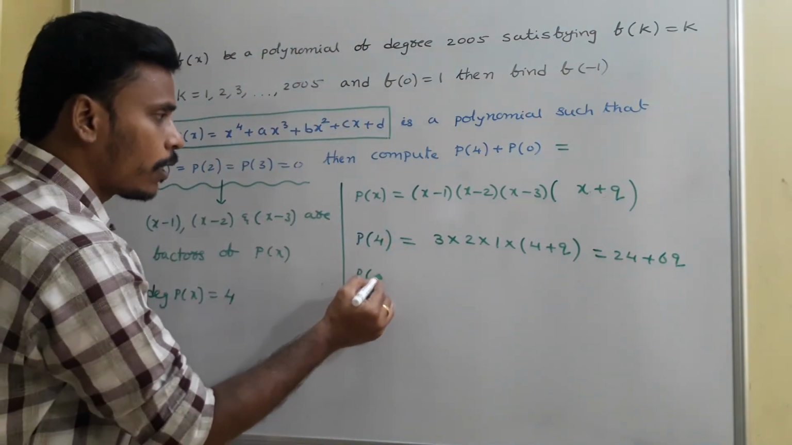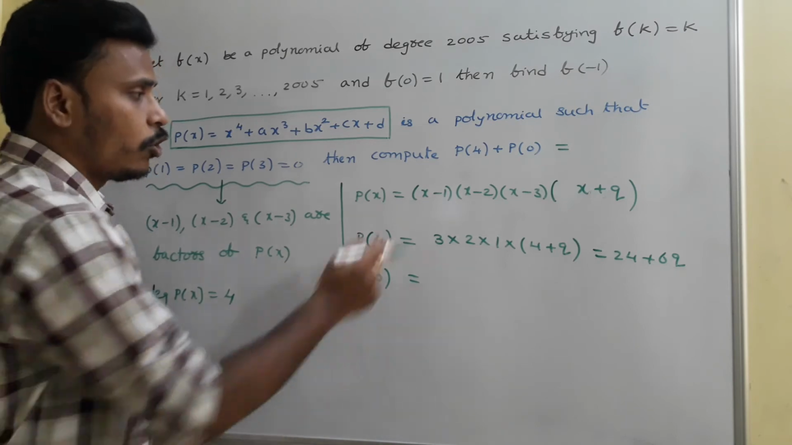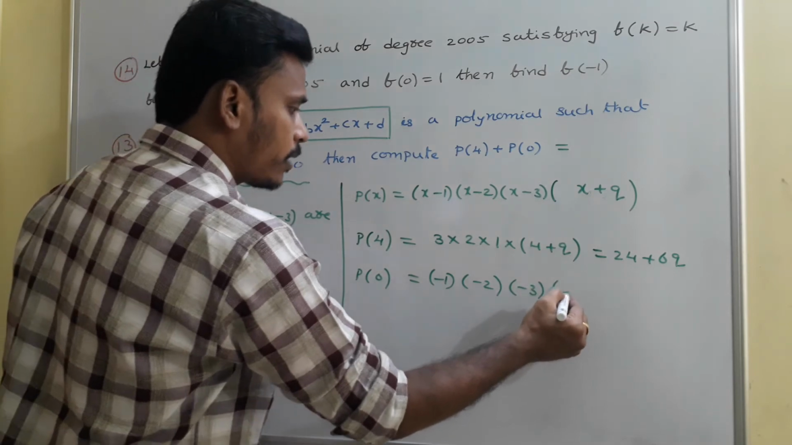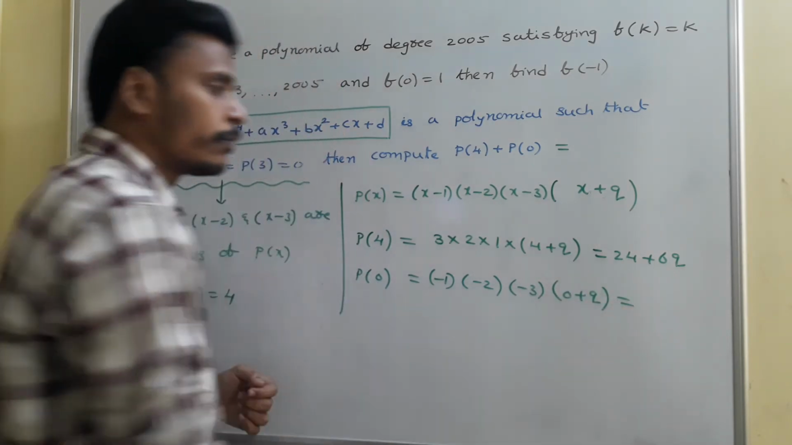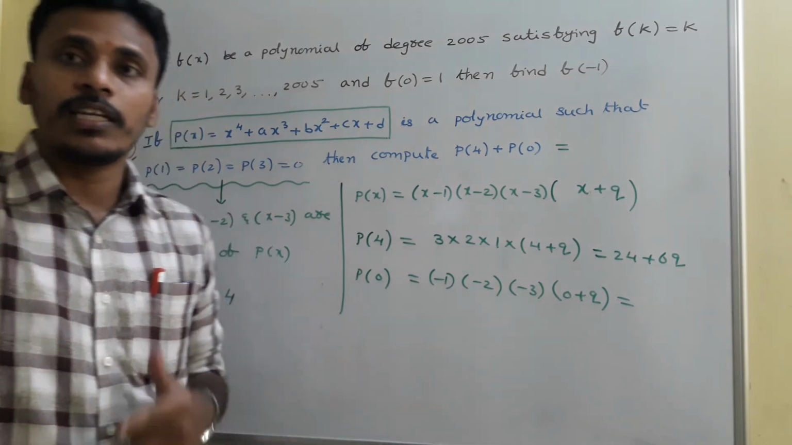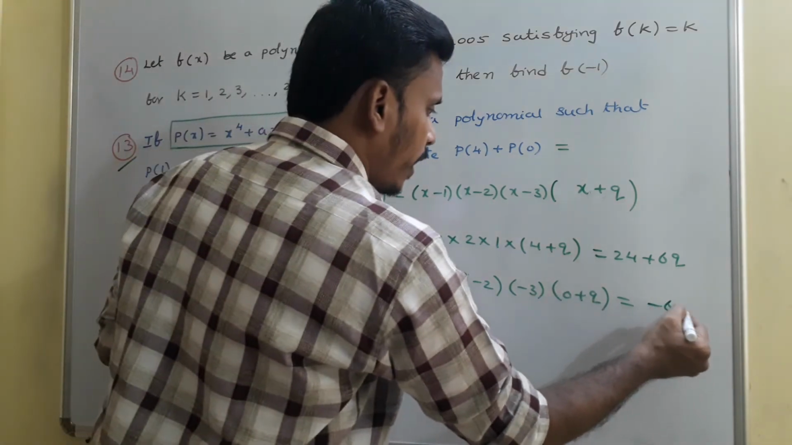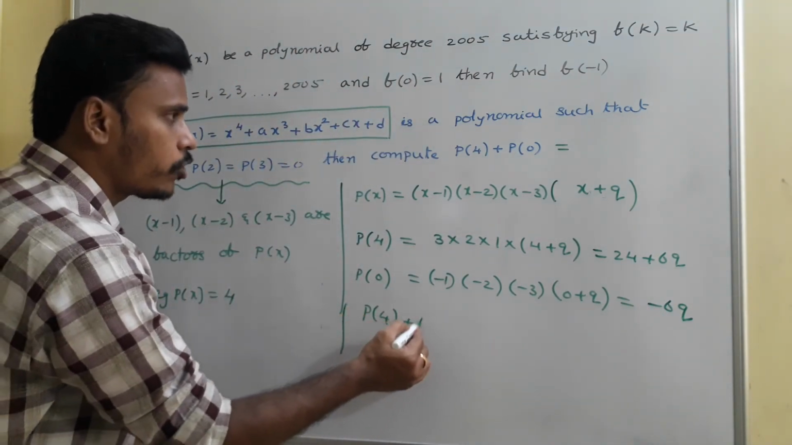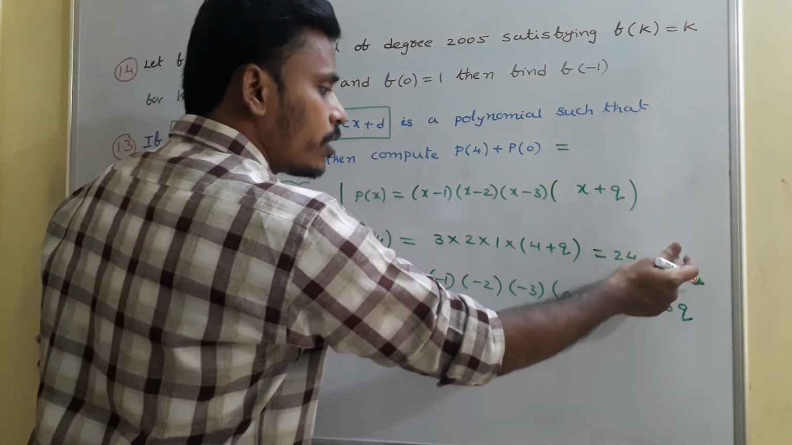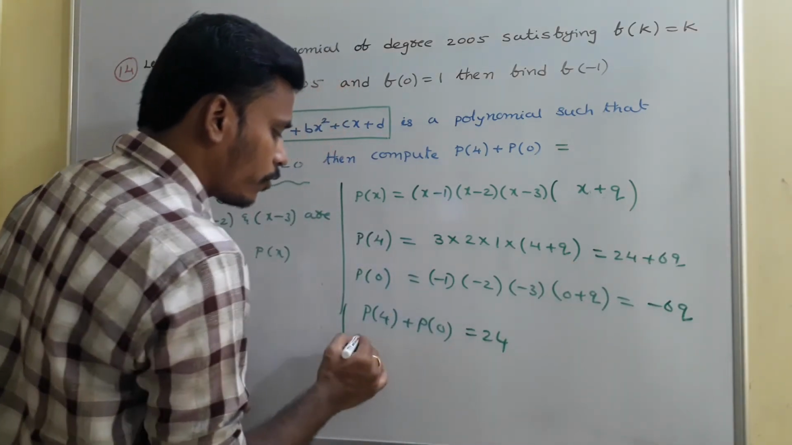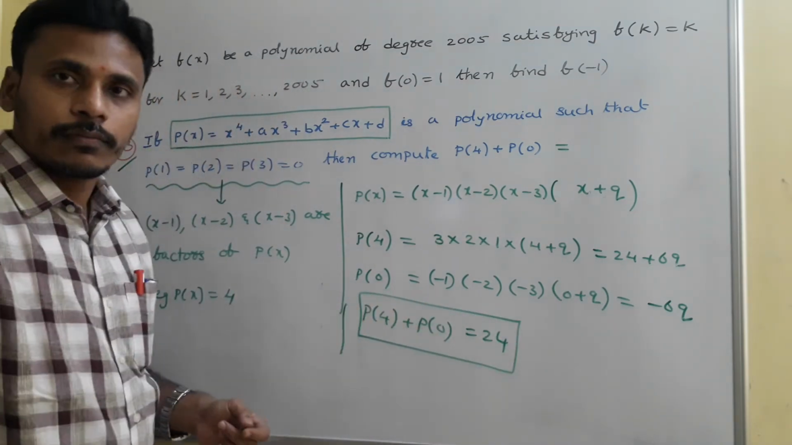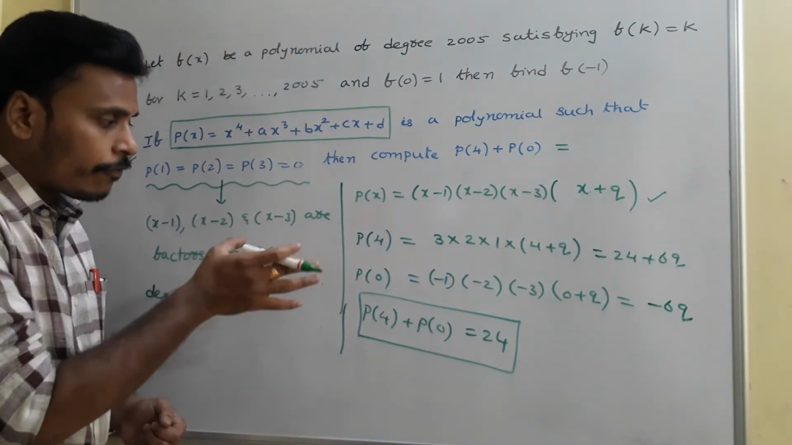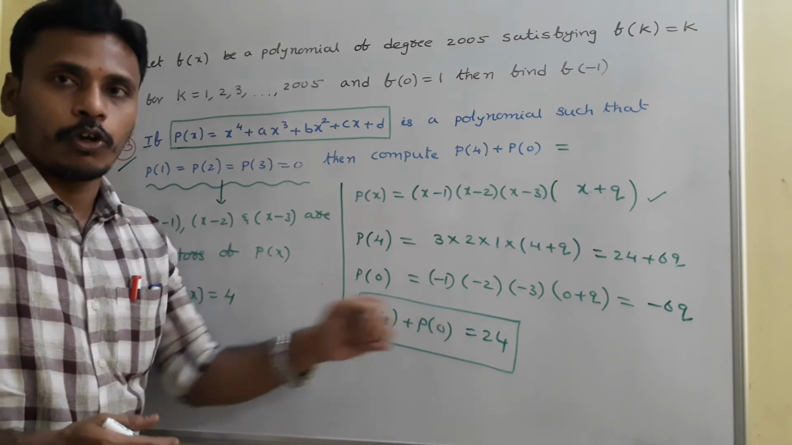Then P of 0. What is P of 0? Replace x with 0. 0 minus 1, minus 1, 0 minus 2, minus 2, 0 minus 3, and 0 plus q. So minus 1, minus 2, minus 3 is minus 6, and this is q. This is minus 6q. So our target is to find P of 4 plus P of 0. So just add these two, 6q will get cancelled, you are left with 24. So your answer for this problem is 24. Simply writing P of x in such a way gives you the way to answer P of 4 plus P of 0. Have a look.